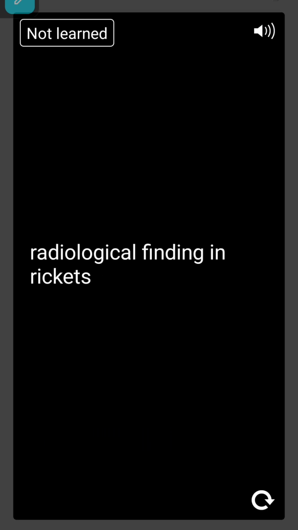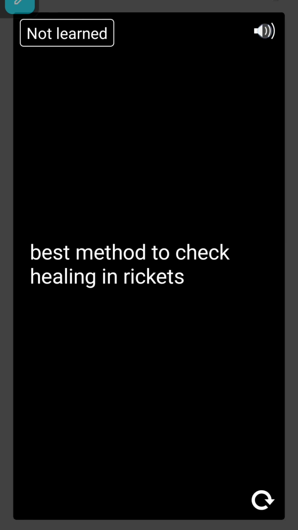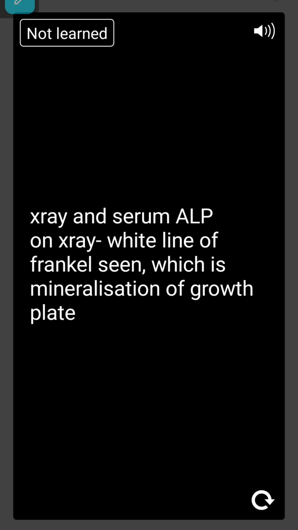Radiological findings in rickets: fraying, ragged edges of bones, cupping of metaphysis, splaying of metaphysis, widening of epiphyseal plate. Best method to check healing in rickets: X-ray and serum ALP. On X-ray, the white line of Frankel is seen, which is mineralization of the growth plate.